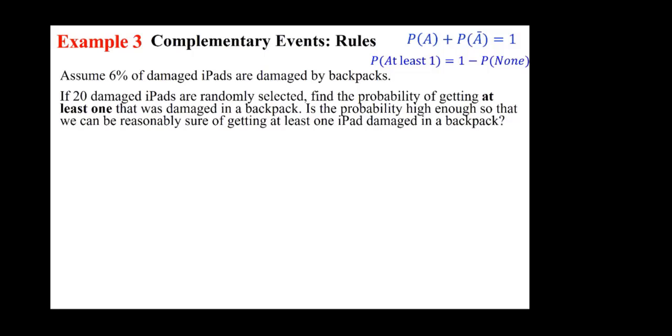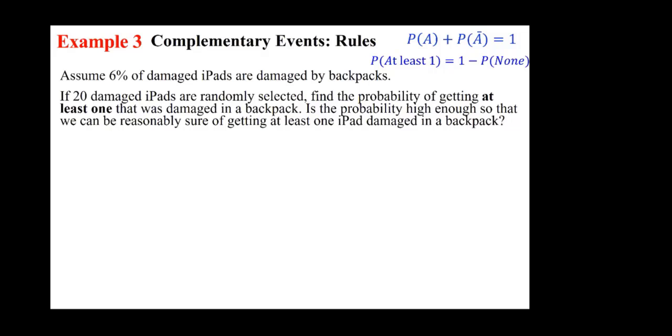If 6% of damaged iPads are damaged by backpacks, if 20 damaged iPads are randomly selected, find the probability of getting at least 1 that was damaged in a backpack. Is the probability high enough so that we can be reasonably sure of getting at least 1 iPad damaged in a backpack? Probability of D for damage is given as 6%, n equals 20, and probability of not being damaged can be calculated as 1 minus that.